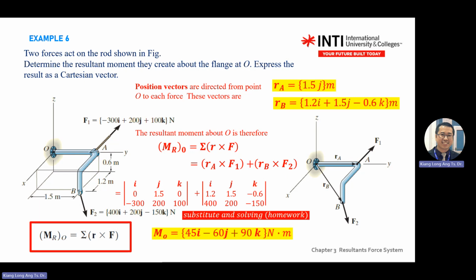So you write i, j, k, then the R, F: Rx, Ry, Rz, Fx, Fy, Fz. Okay, so if you have one set, you do this one. If you have two sets, you need to repeat two times, like what you see in Example 6. And then you do the operation. Remember to write the unit in your final answer, with the bracket and then the unit.